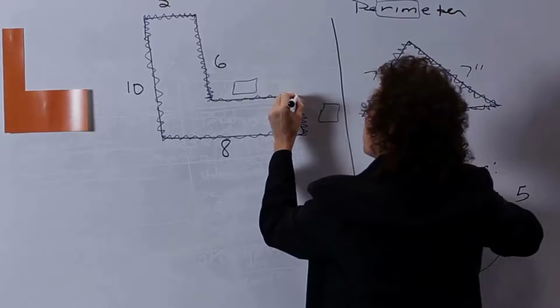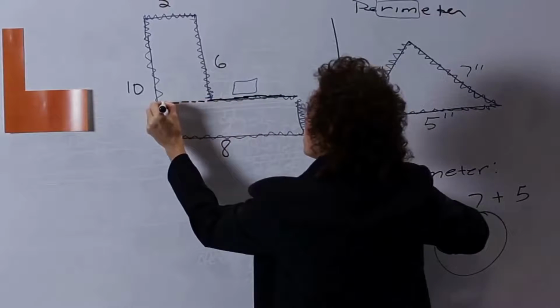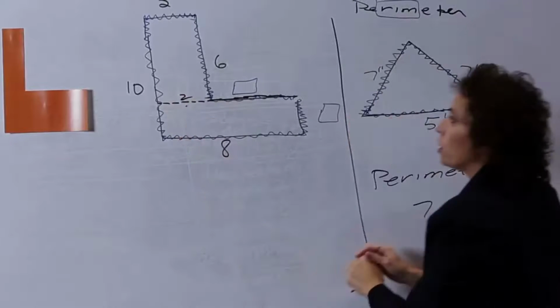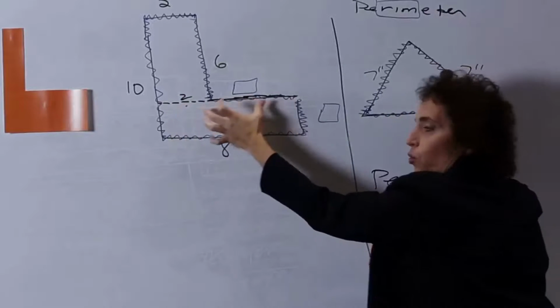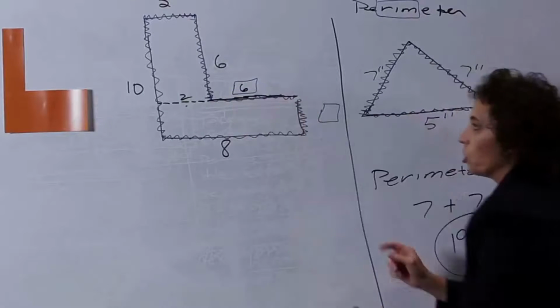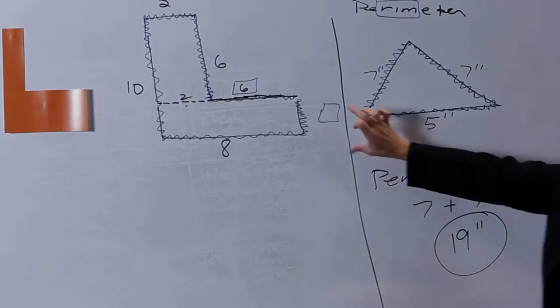Okay, that means this whole thing from here to here has to be 8. Well, we already know that this piece is 2. Well, if this piece is 2 and this whole thing has to be 8, okay, then this piece has to be 6 because 6 plus 2 is 8. Okay? Now we have to get this piece.